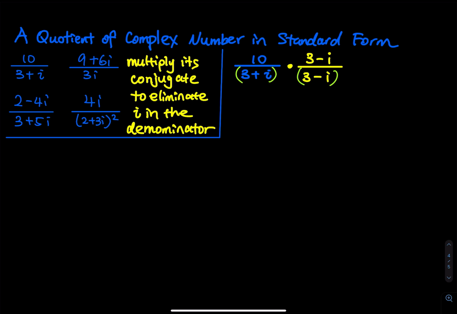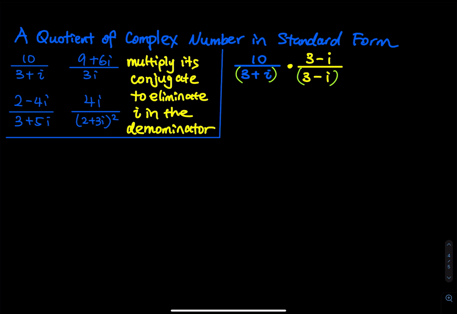A quotient of complex number in standard form. Look at the first problem, 10 divided by 3 plus i. So what we have to do is multiply this fraction by its complex conjugate to make the i disappear in the denominator. That means when you reach your final answer, I do not want to see an i in the denominator. The way we do this is we multiply by its conjugate.